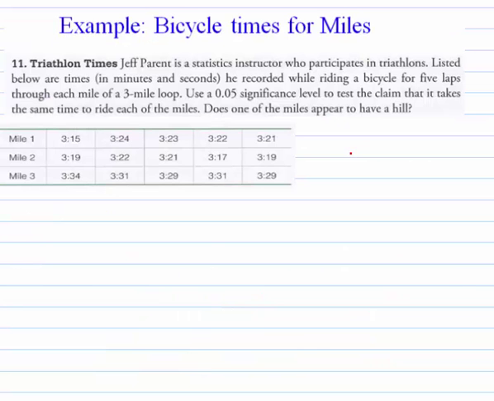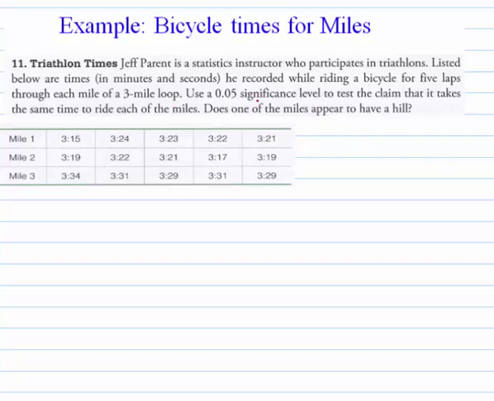So let's do an example. Jeff Parent is a statistics instructor who participates in triathlons. Listed below are times in minutes and seconds that he recorded while doing a bicycle ride for 5 laps, each on a 3-mile loop.